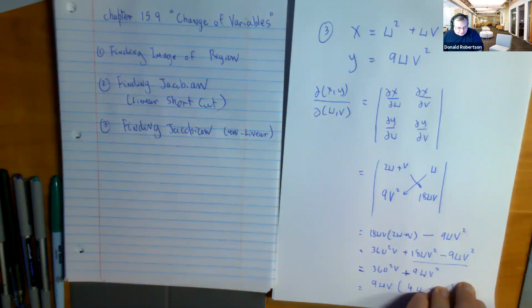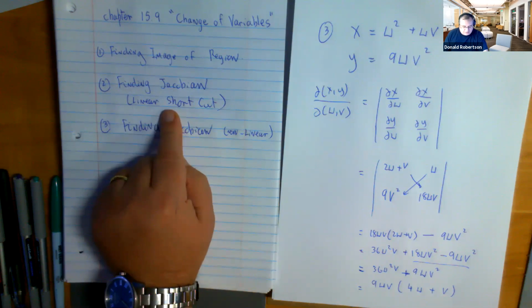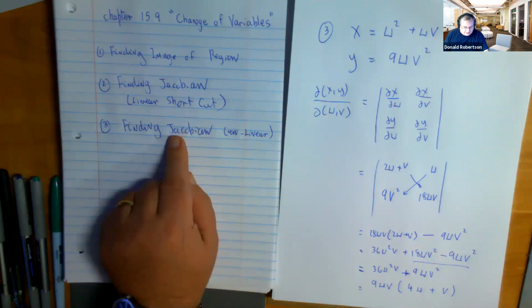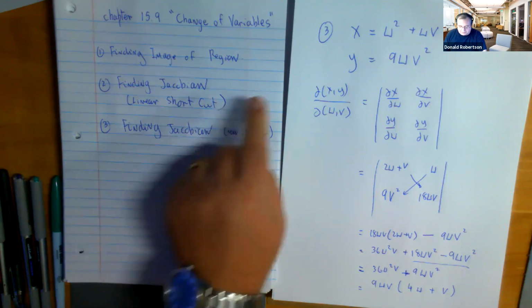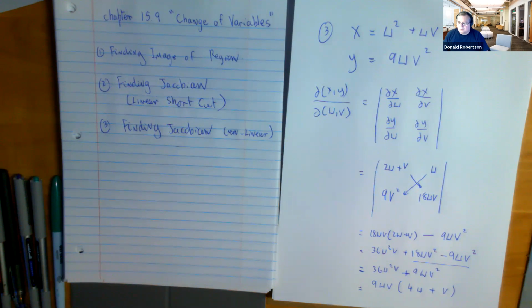So do you feel comfortable about taking the corners of a region and just converting it to its new space in the XY plane? How you find a Jacobian if things are linear? And how you find a general Jacobian in this format? Are we good to move on?